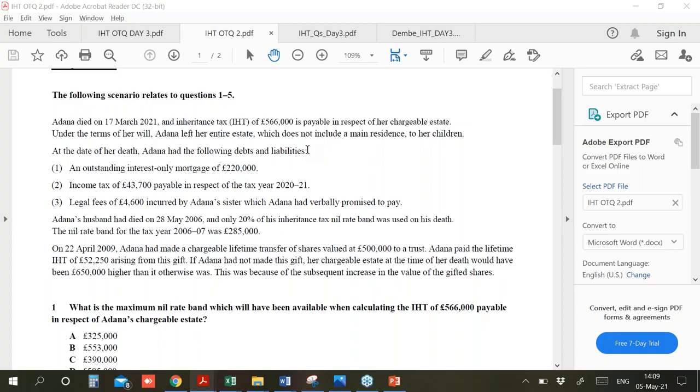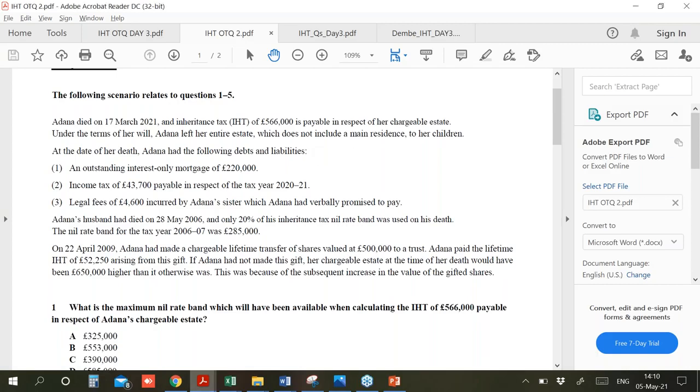Legal fees of 4,600 incurred by Adana's sister, which Adana had verbally promised to pay. Now guys, do remember that verbal promises are not legally enforceable. You cannot prove that that person has verbally promised me. There needs to be some evidence. That's why verbal promises are not legally enforceable and therefore they cannot be deducted. So as far as the deductions are concerned, only the first and second can be deducted. The third cannot be deducted.